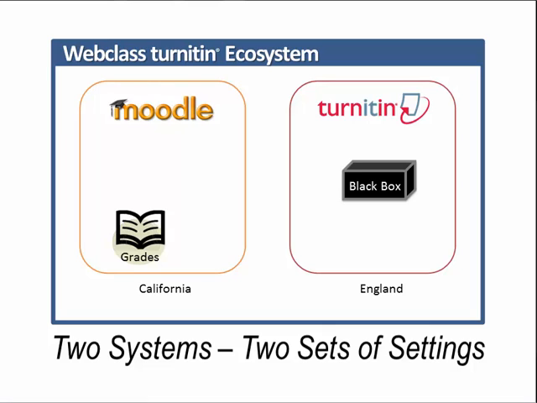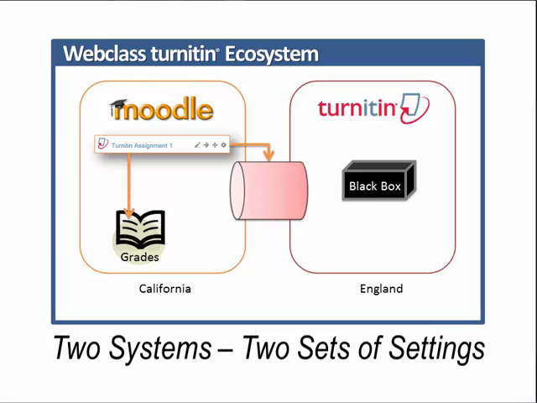Because there are two complete systems, there are actually two sets of settings that need to be aligned in order to make Turnitin assignments work the way we wish them to. What we have to do is create a pipe between the two systems to allow data to flow both ways. The settings let us do just that.